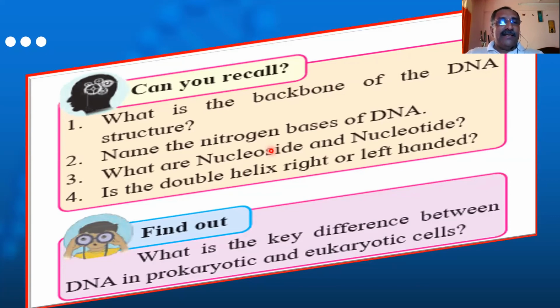Okay, adenine, guanine, thymine, cytosine. Adenine, guanine, thymine, cytosine. Okay, good. Carry on. Okay, fine. Adenine, guanine, cytosine, thymine. Is the answer clear to you? Okay. Now go to question number 3.